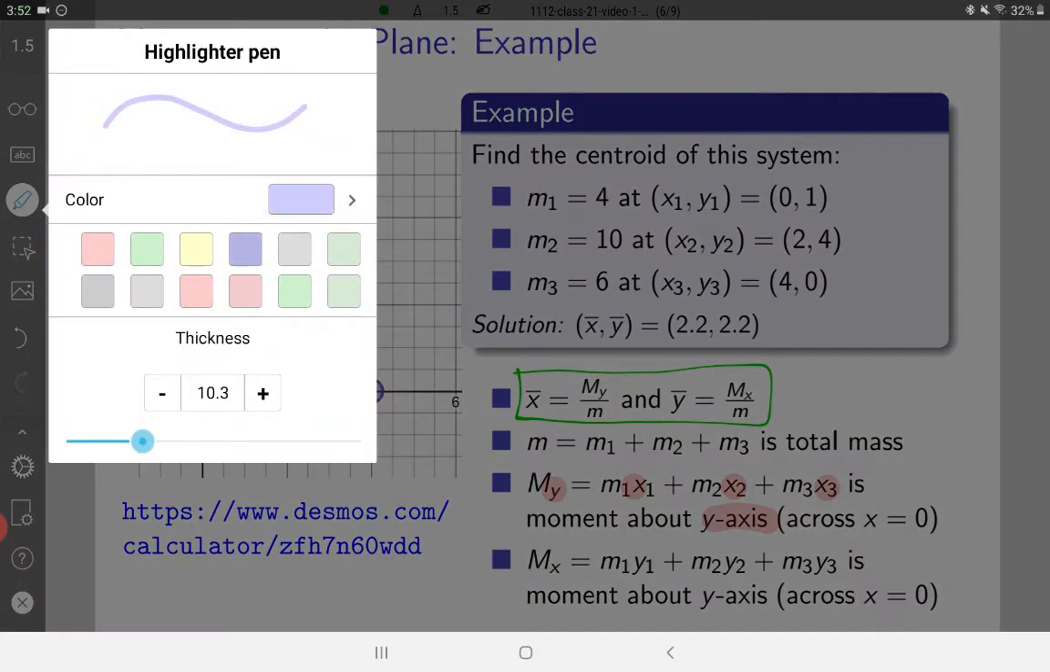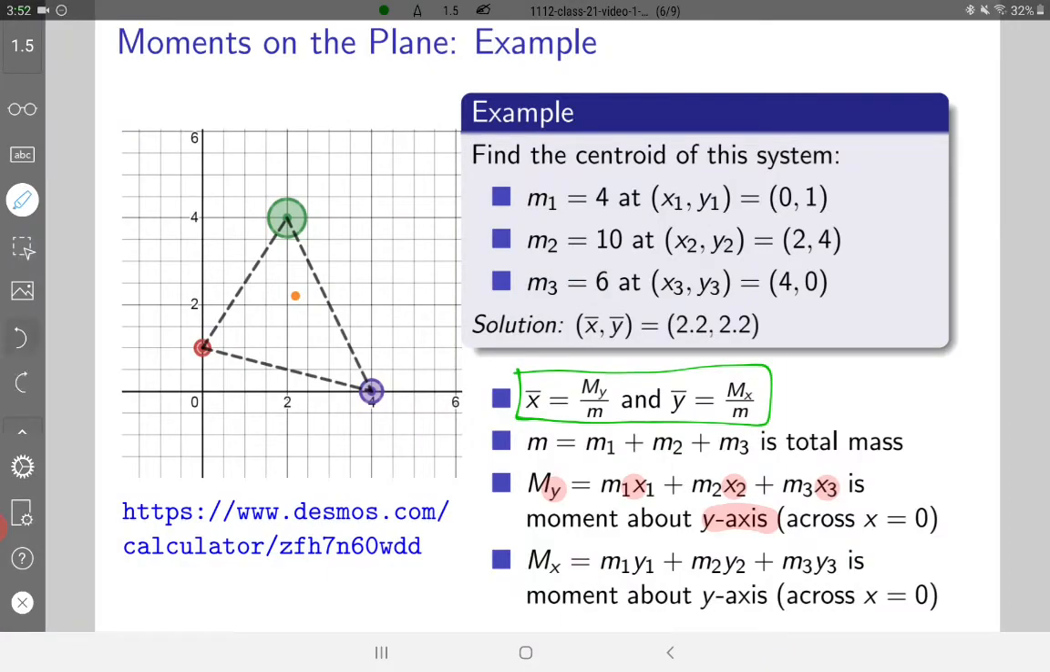And meanwhile, the moment about the x-axis, or across... there we go. Just caught a little typo in my copying and pasting efforts here. The moment about the x-axis, or across the line y equals 0, is going to be based on the y-coordinates of the points. So on the next slide, I have all of those calculations. I suggest you pausing the video, doing it for yourself, and then pressing play again to check your work with what I am about to show.